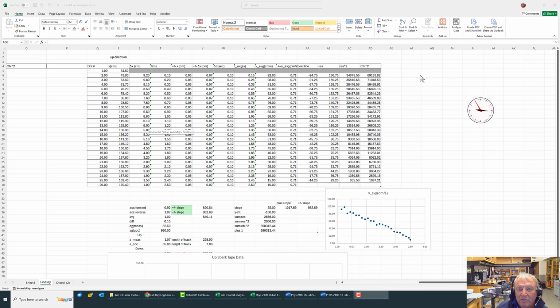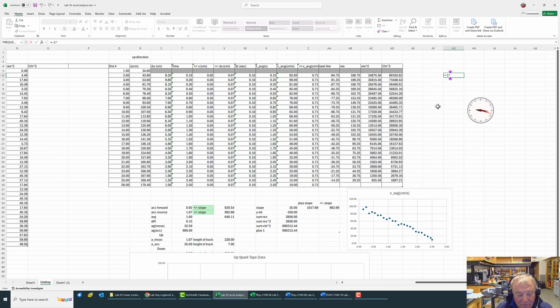So we need to remember that we started, if we call the bottom of the ramp 0, and the positive direction is down the ramp, that means any position going up the ramp is a negative number. So we say equals -1 times, there it is.